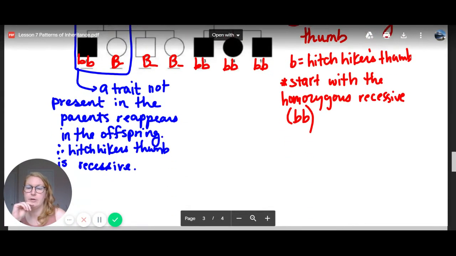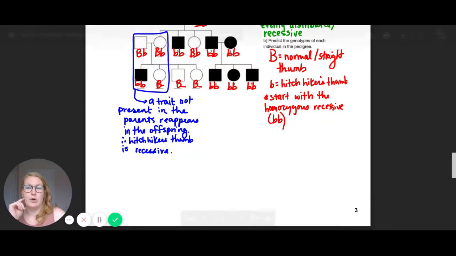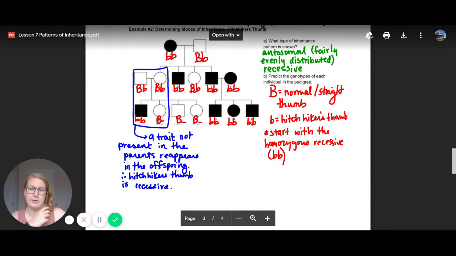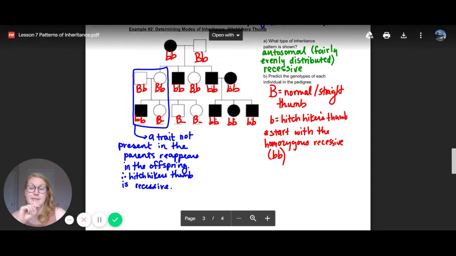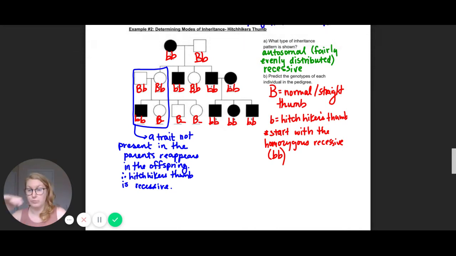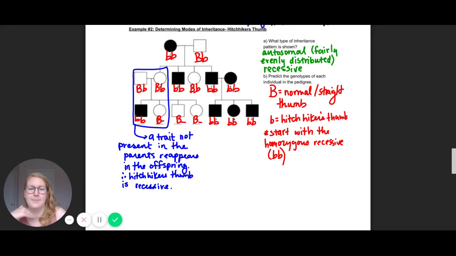Now I've mentioned down here in blue, I'm just going to zoom out for a quick sec, the trait is not present in parents in the second generation. So if you notice these two parents in generation 2, they do not have the trait, but suddenly in their offspring it appears. So this tells us that hitchhiker's thumb is recessive, because it wasn't present in here, then it reappears in the third generation.